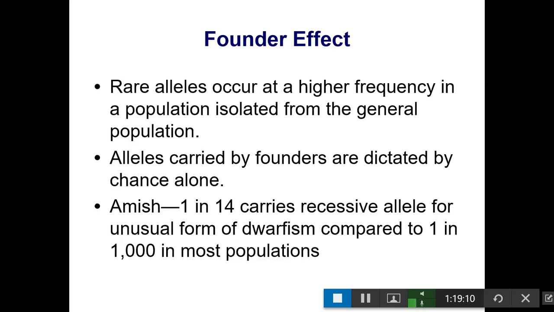So the Amish, for example, 1 in 14 carries the recessive allele for an unusual form of dwarfism, compared to 1 in 1,000 in most other human populations. So this shows you rare alleles occur at a higher frequency in that case.